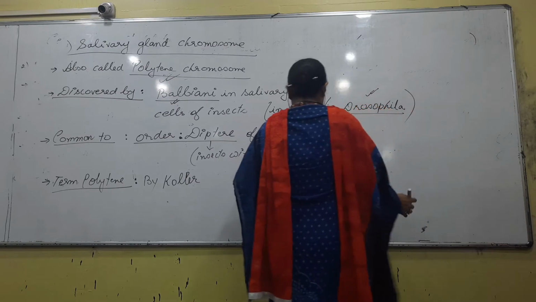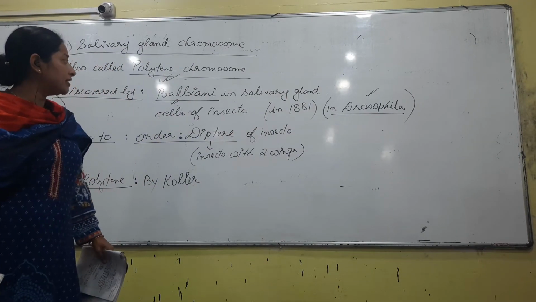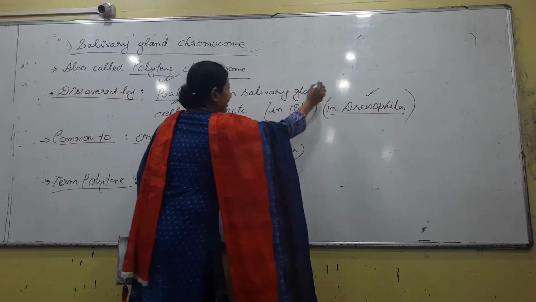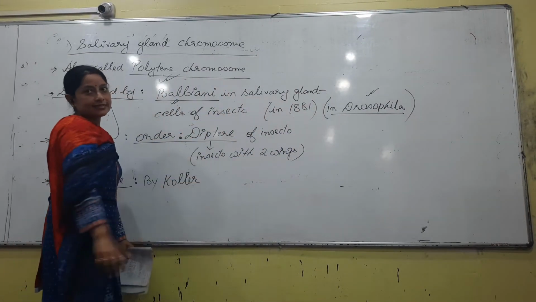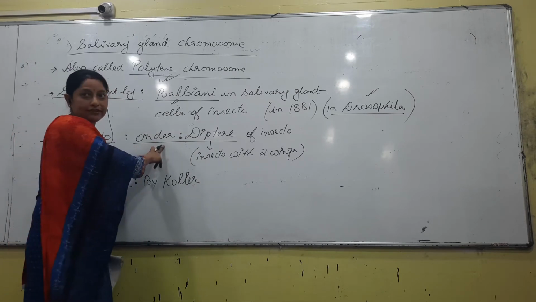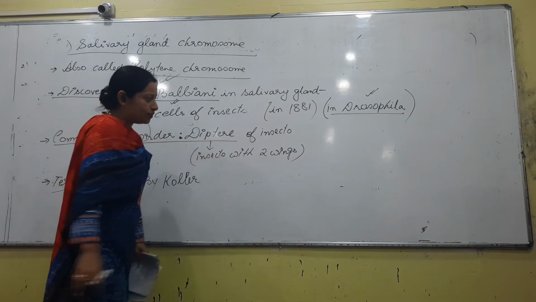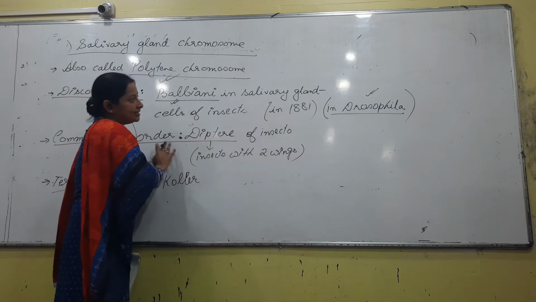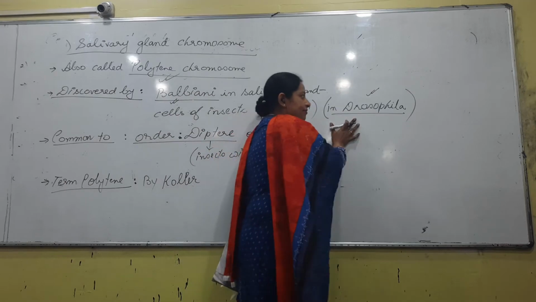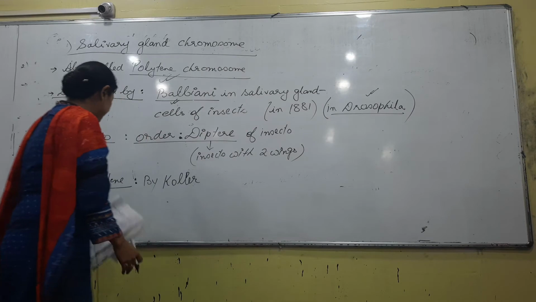Salivary gland cells of insects, right? Insects have many orders. Which order, to be specific? Diptera. What does it mean? It means insects with two wings. Such details are not needed, okay? What to remember is polytene chromosome: where was it discovered, in the salivary gland of which insect? Drosophila, right? So remember that.